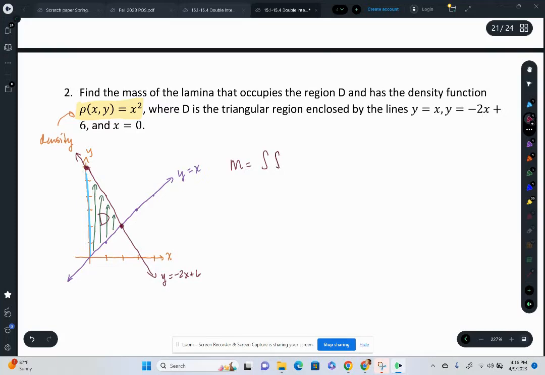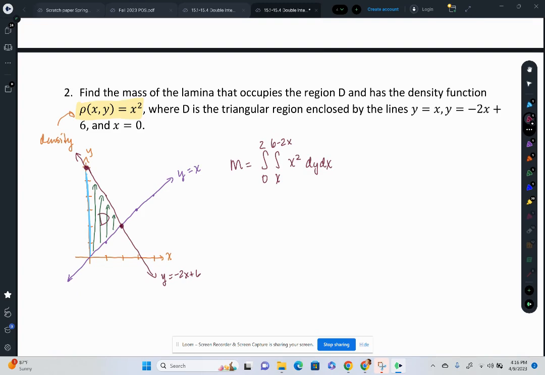Mass is equal to the double integral. My density function is just x squared. And I'm going to use x as my lower bound on my y integral, and I'm going to rewrite this as just 6 minus 2x for my upper bound. My lower bound for x is 0, and my upper bound for x is 2. So we're doing this dy dx.